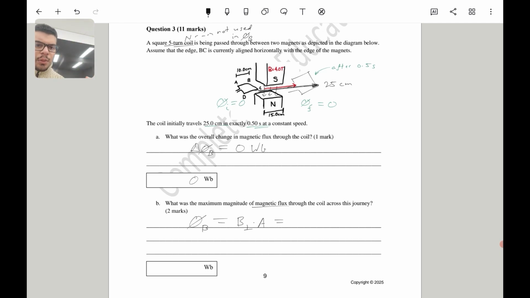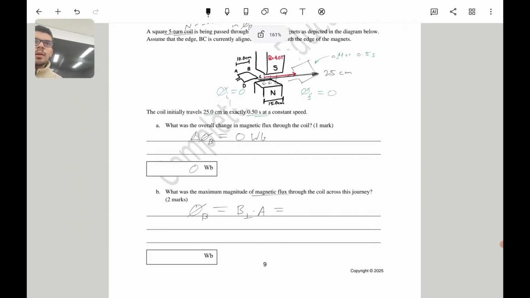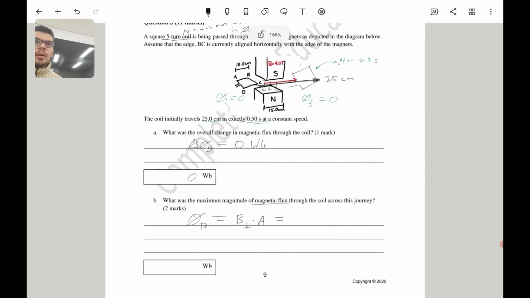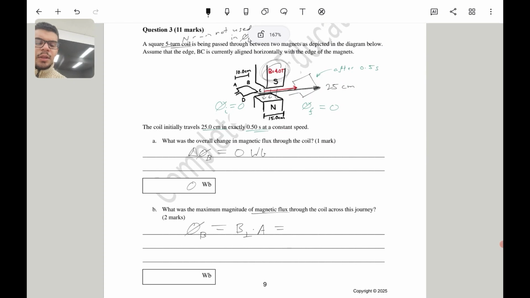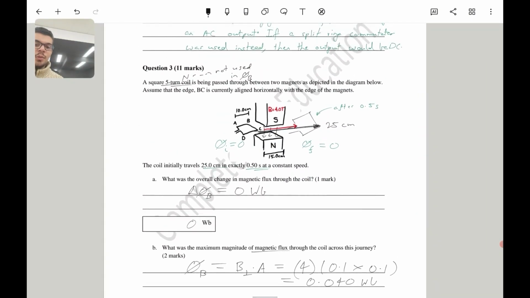Okay. So here we know the value of the magnetic field, which in this particular case is 4 Tesla. It's hard to spot that there. Right. And then we can multiply this by 0.1 times 0.1. And we'll get the maximum value of the magnetic flux, 0.04 Webers. All right, let's now move on to the next question.